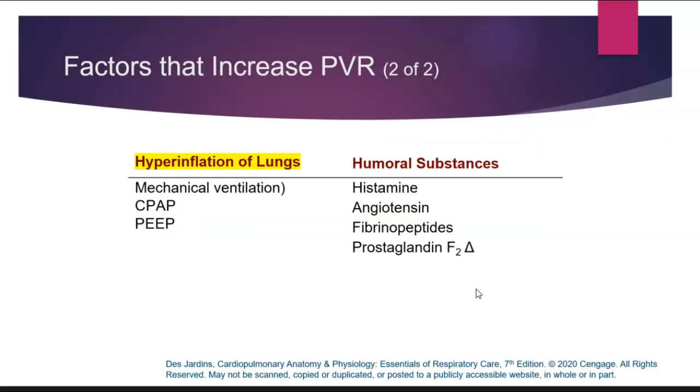Some other increases in pulmonary vascular resistance would be hyperinflation of the lungs. Mechanical ventilation is going to cause hyperinflation. That's the same thought process as that vascular compression: something in the thoracic cavity takes up more space, so it's going to compress other things.